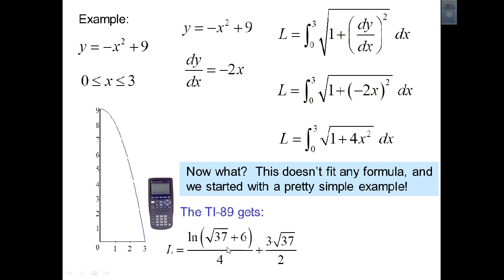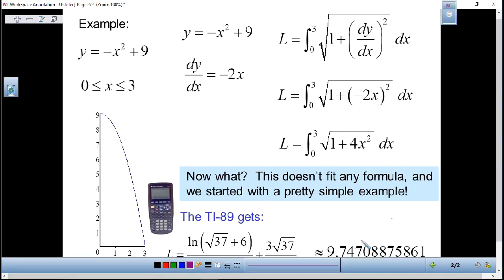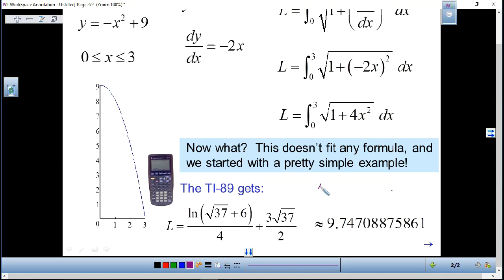So when you put that in the TI-89, you're going to get the natural log of the square root of 37 plus 6 over 4, plus 3 square roots of 37 over 2. Nice and pretty, isn't it? But that's an approximation of 9.747. Remember, when you need an approximation and it keeps giving you this kind of thing, all you're doing is pressing diamond and then enter for the equals, and that will give you an approximation. Now, you can also go into mode and set it to give you an approximation each time.